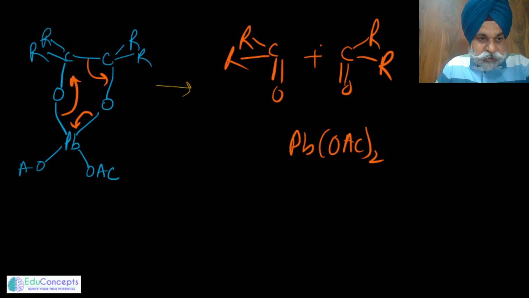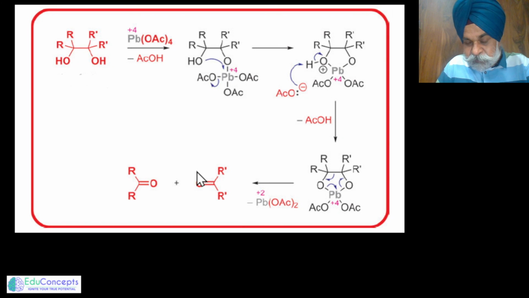I hope you have understood this particular discussion as well, and if you want to see it from some foreign author's book, this type of content is available, so you can refer to that also. So there are two oxidations we covered today: Malaprade oxidation and Criegee oxidation, where the reagent was lead tetraacetate.